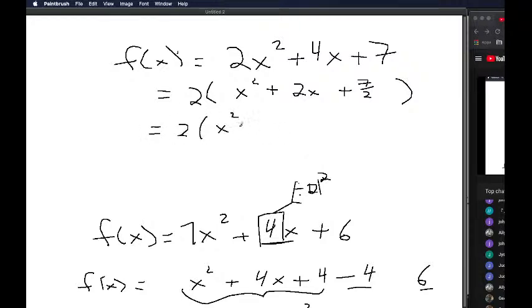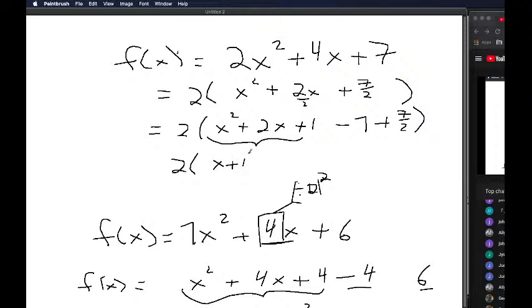So in order to do this, you divide 2 by 2 and square it. If you do that, you end up getting a 1. But if you add a 1 into this bracket, you also have to subtract 1 to keep the balance, because once again, you cannot just add numbers into this function. And then we have 7 over 2, like so. And now this becomes our perfect square. So we have x plus 1 all squared, and then negative 1 plus 7 over 2. What's this? 3.5. So we have 2.5, which is 5 over 2.